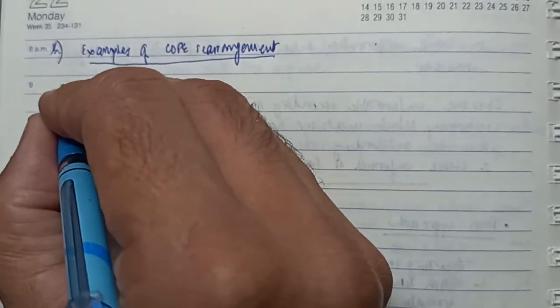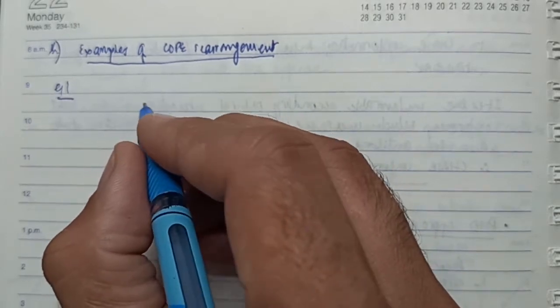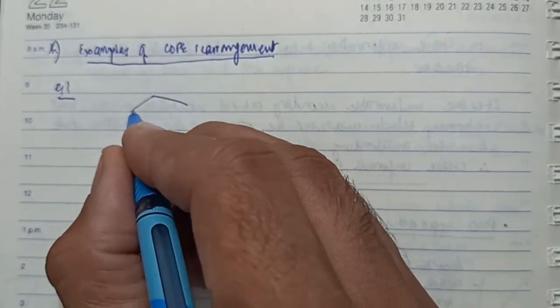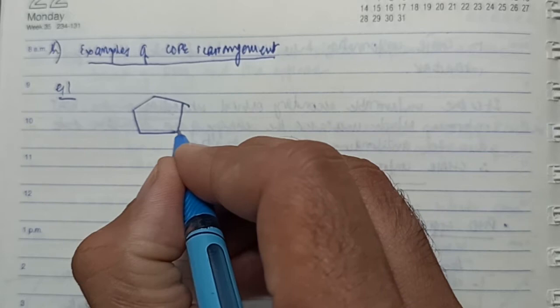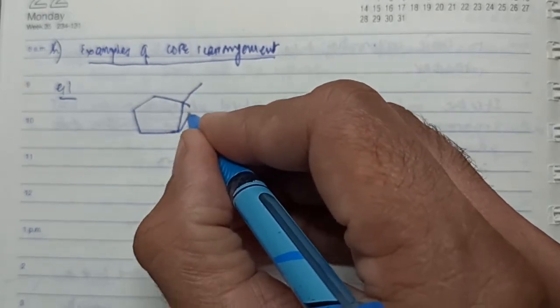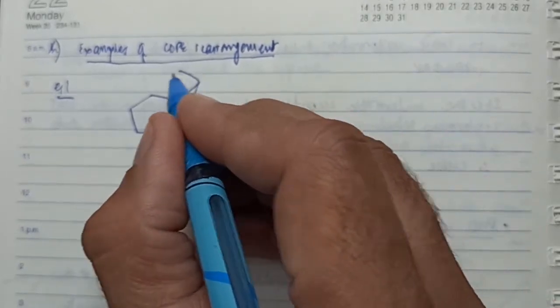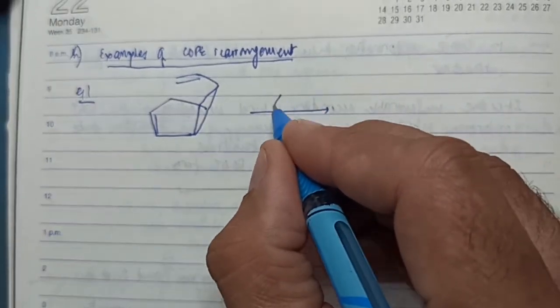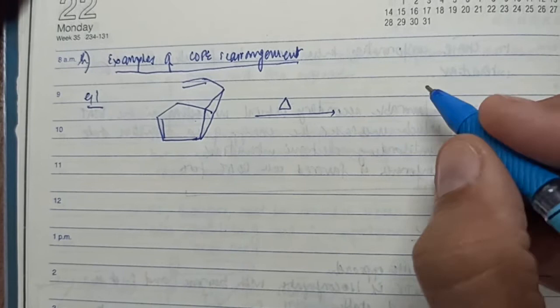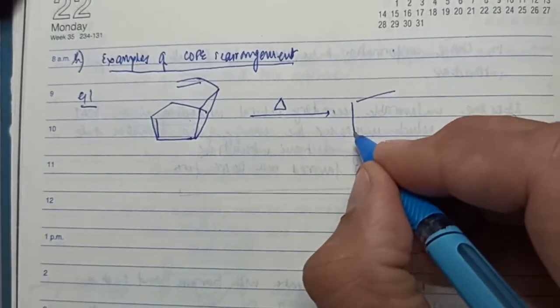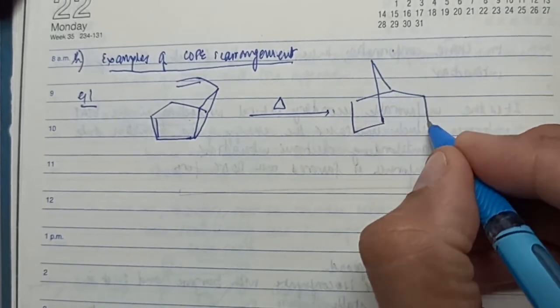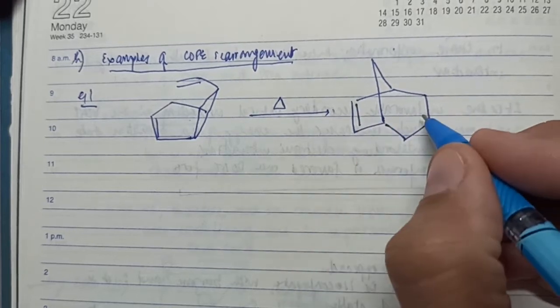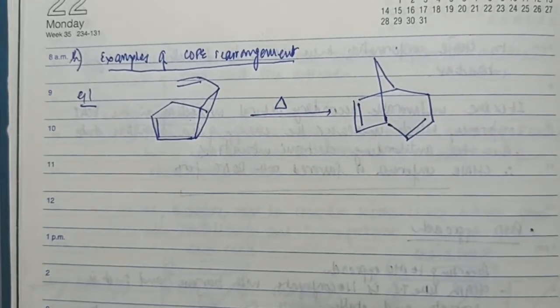Let's say I'll talk about example 1 here. How can we explain the formation of this product from the starting compound? Let's say this is the starting compound I have. It underwent a thermal concerted rearrangement and led to the formation of this product. A double bond here and a double bond here. How could we explain the formation of this product?